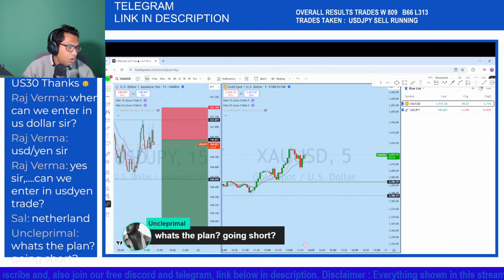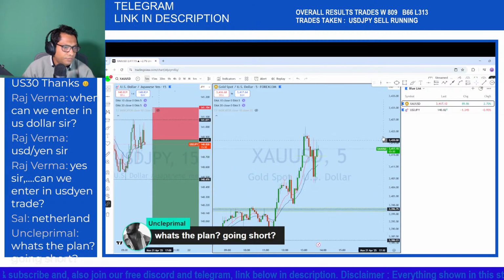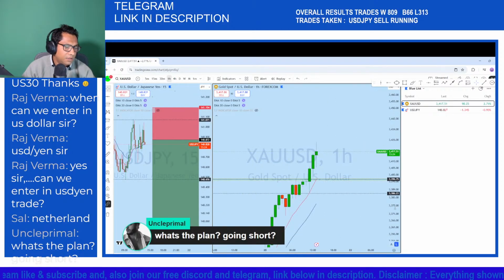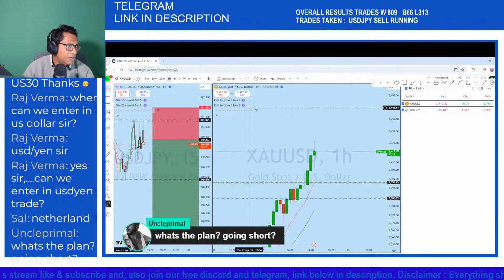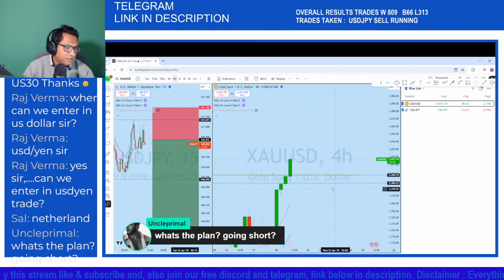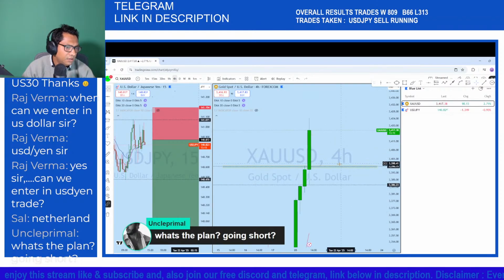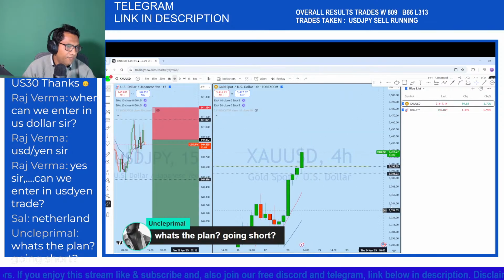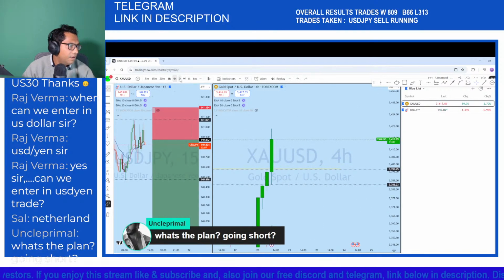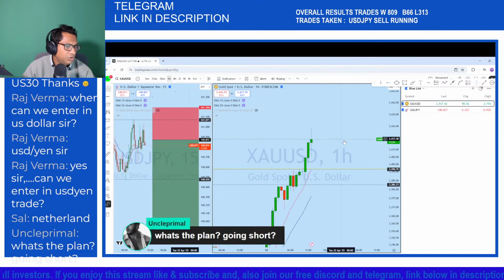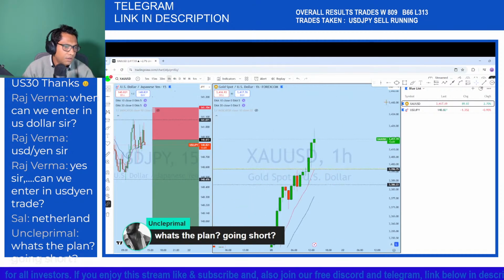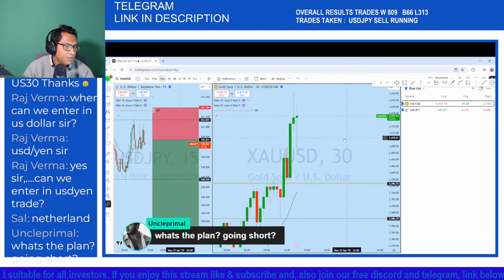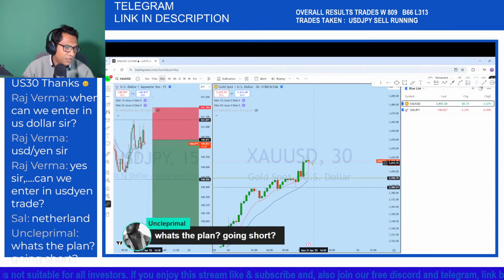On gold, here, you can see it's in an uptrend, and whenever it is coming to this level where there is liquidity, we will be looking for an entry. So you can see that this is the 1 hour chart here, and looking at the 30 minutes, which is a doji.